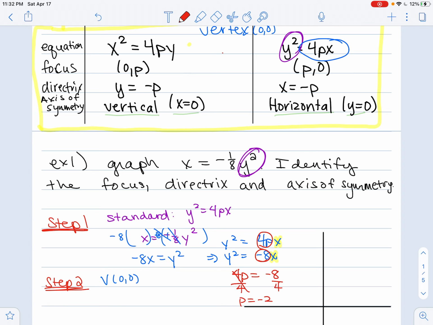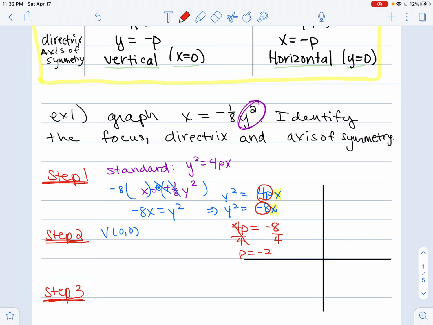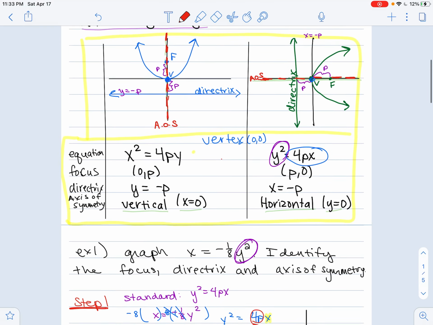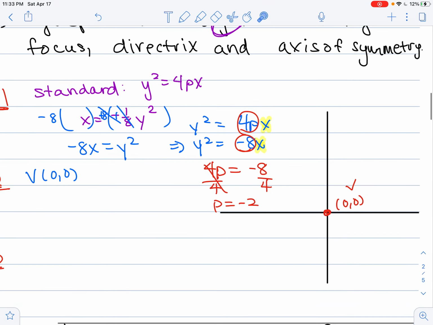So if p equals -2, then that's going to be the distance from the vertex to the focus. So if this is our vertex right here at 0, 0, the distance to our focus, and in this case, remember, it's going to look like this over here. It's going to be a horizontal. The distance to our focus is going to be -2, 0.